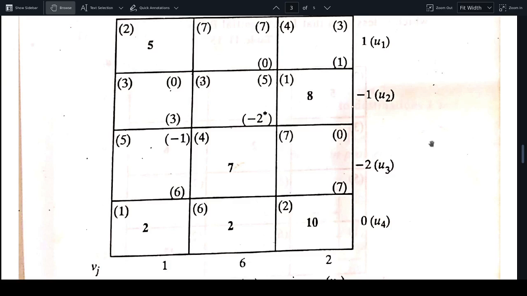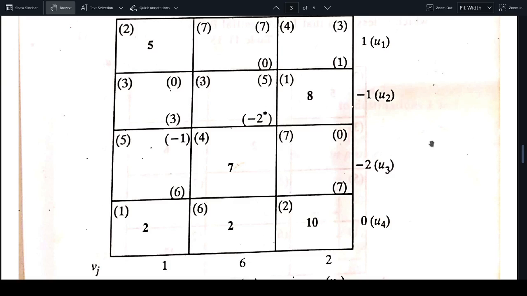Next you move to the next cell. The next one is minus 2, 1 plus 1, so minus 1. In this way we find out all Ui plus Vj, right? So next, what is your aim? Next your aim is to find out the value of Dij.